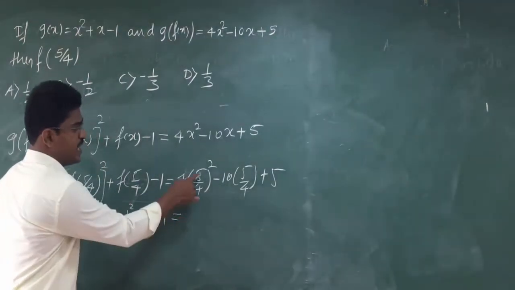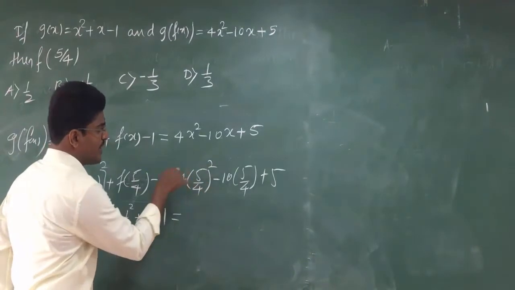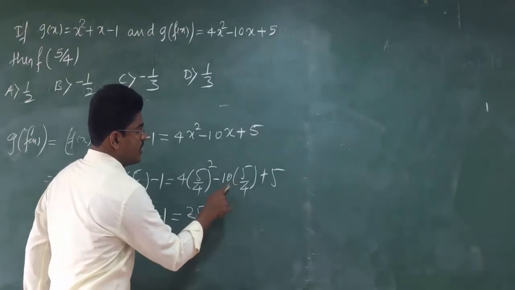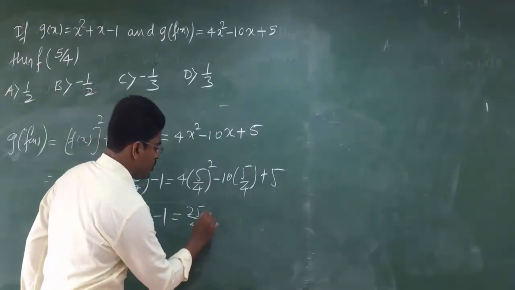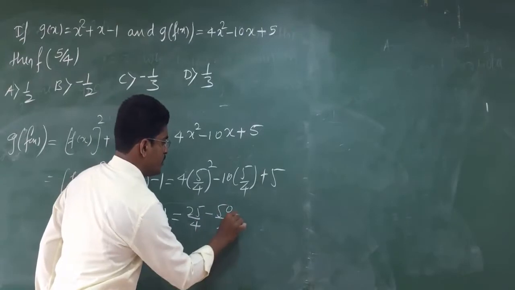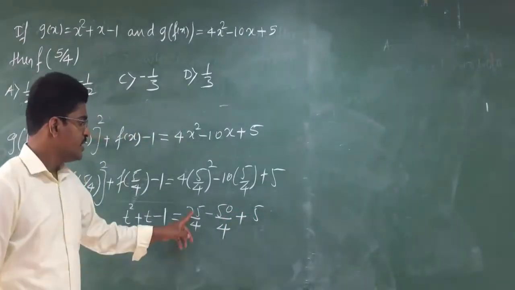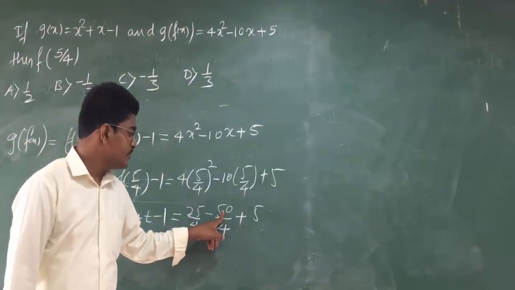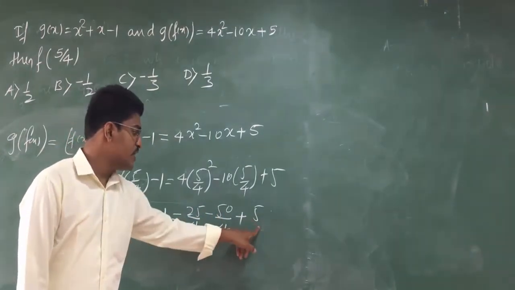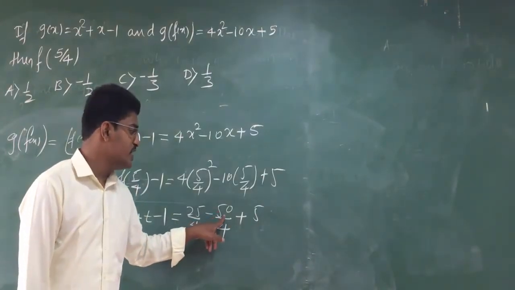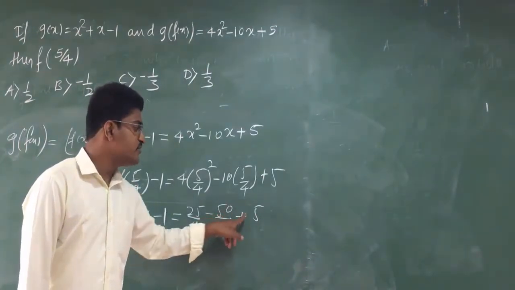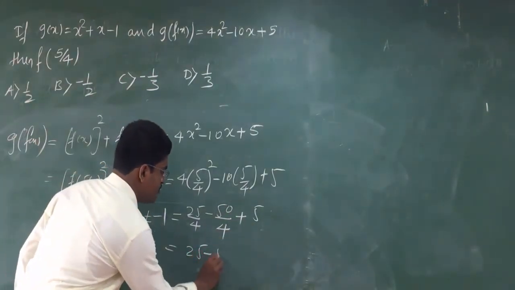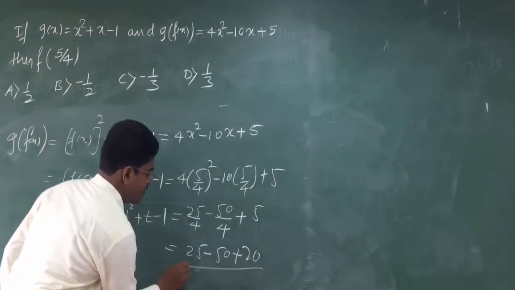It will be equal to, see here, 5 square is 25, 4 square I will cancel 1. So it will be 25 by 4, 10 into 5, 50 by 4 plus 5. So that is, if I simplify this, 25 minus 50 minus 25. Again, if I simplify here, 4 into 5 will be 20. So this will be minus 25 plus 5. Minus 25 plus 5 will be minus 20 by 4. So that is 25 minus 50 plus 20 divided by 4.